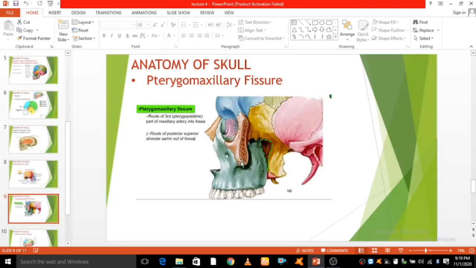It connects the infratemporal fossa with the pterygopalatine fossa and transmits the terminal part of the maxillary artery. The posterior superior alveolar nerves of the maxillary nerve go from the pterygopalatine fossa to the infratemporal region. The pterygoid plates are separated laterally from the posterior surface of the body of the maxilla by the pterygomaxillary fissure.